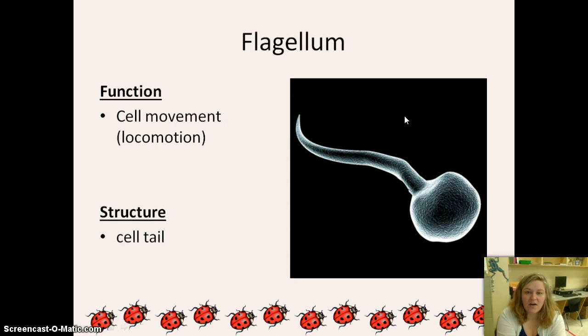All right, flagella. Flagella are usually found on animal cells and also on plant cells, and they provide locomotion or movement. It's a tail. So think about a sperm cell. This is a sperm cell. What do you see? You see a tail.